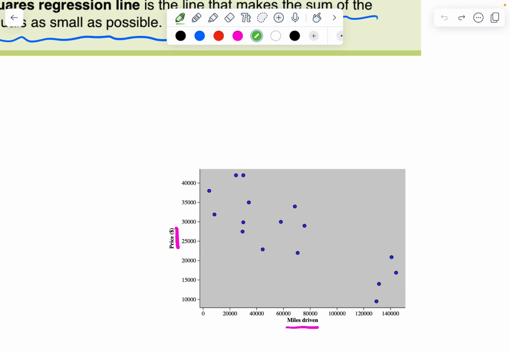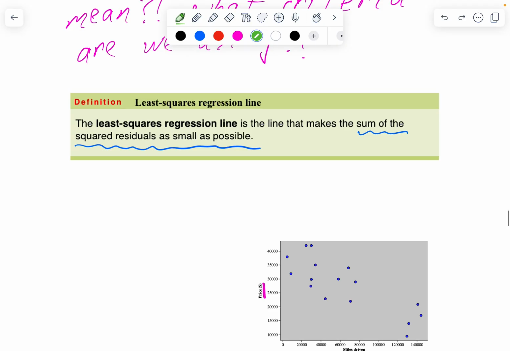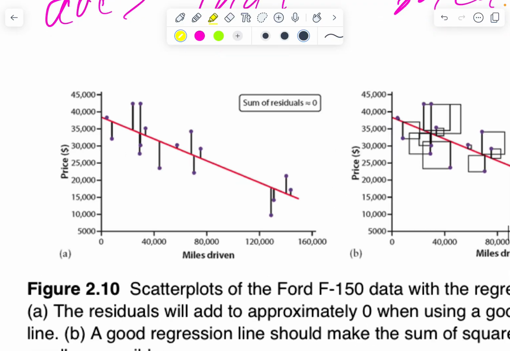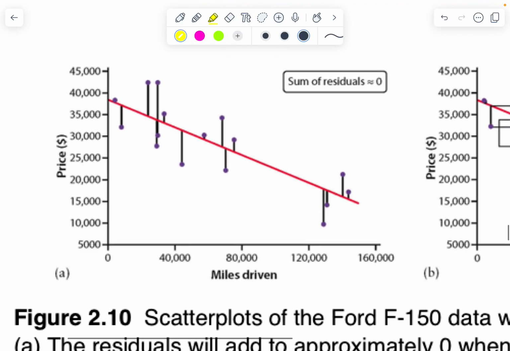So we have to come up with some sort of statistical and mathematical idea for what it means to come up with the line of best fit. What that means is it's going to make the sum of the squared residuals as small as possible. So what does that mean? If you take this data and look at the residuals, that's the vertical distance between the actual and predicted values. Statistically, the sum of the residuals will always be 0 because the positive and negative residuals are always canceling each other out.